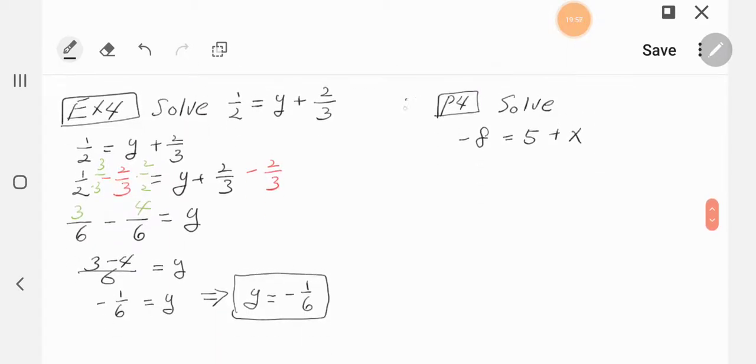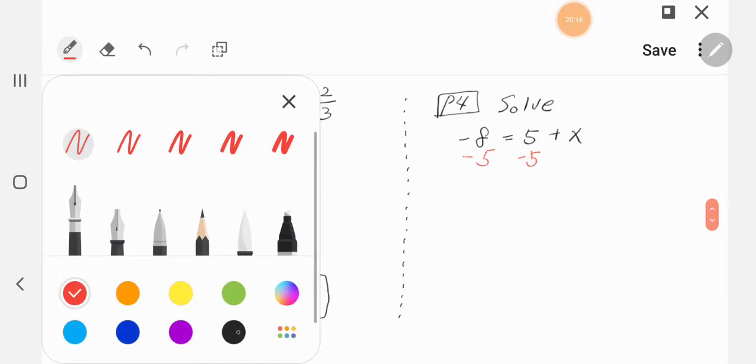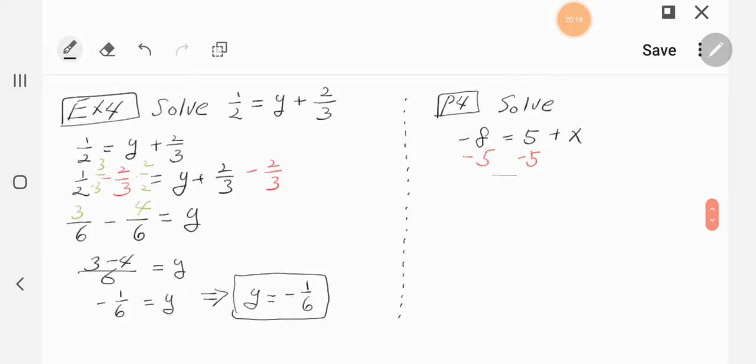All right, let's try problem 4. Problem 4 is an equation that does not contain fractions, so it's much easier. The variable is on the right side, so why don't we just get rid of this 5 from the right side of the equation? This is positive 5, so let's subtract 5 from each side. Then negative 8 minus 5 is negative 13, which is equal to x. And x is on the right side, so interchange the sides, then x equals negative 13, right?